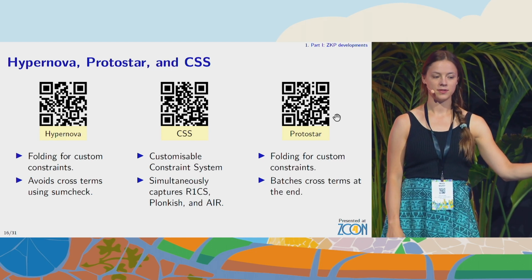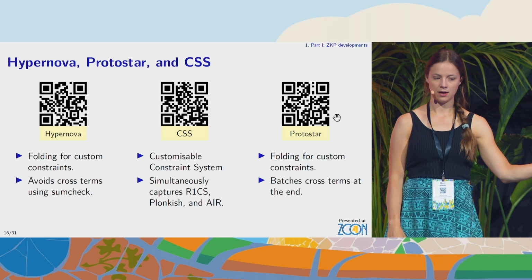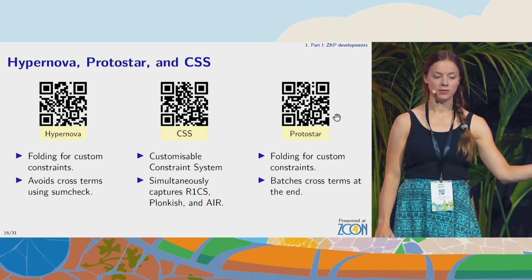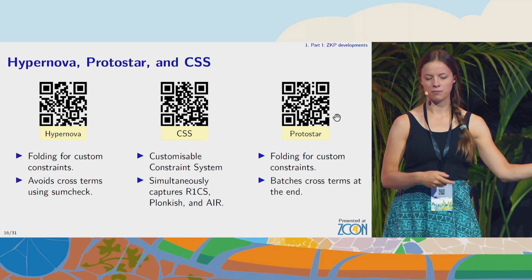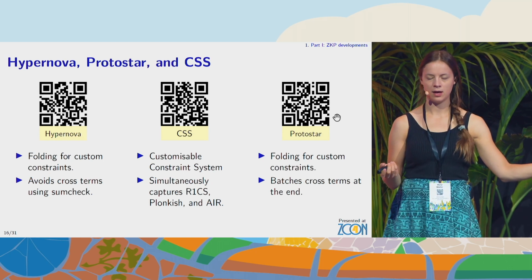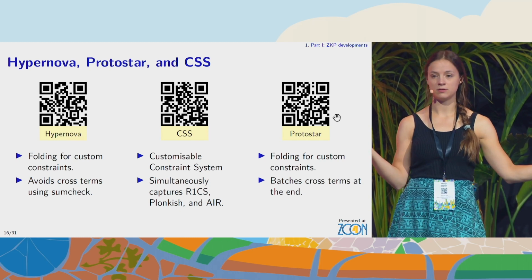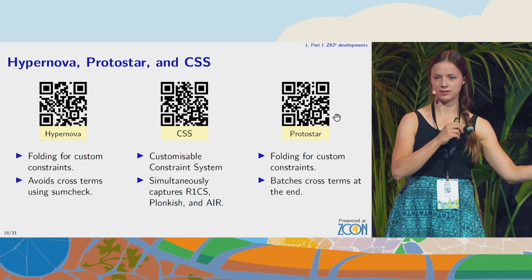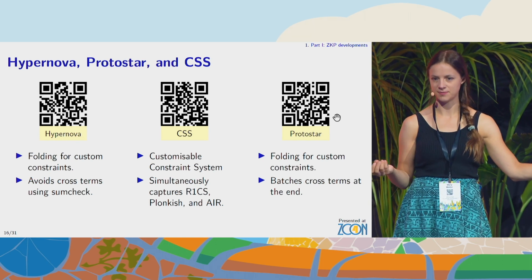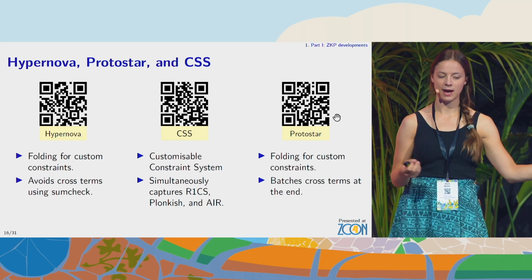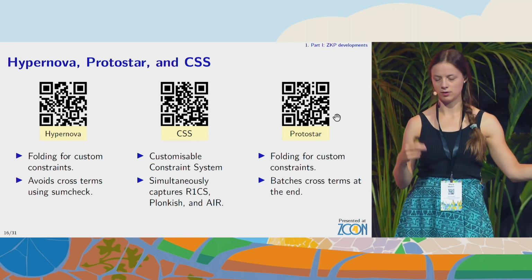This year we have seen Hypernova, Protostar, and CCS. The CCS paper is more about a constraint system than a folding scheme, but the reason why I'm putting it on there is because it is relevant to Hypernova. Hypernova is targeting CCS. And the idea of this constraint system is it simultaneously captures R1CS and Plonkish and AIR all at the same time.